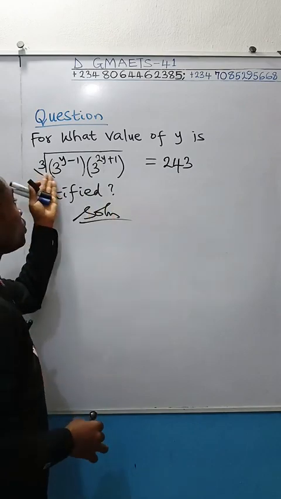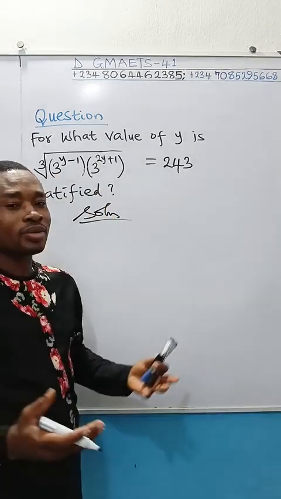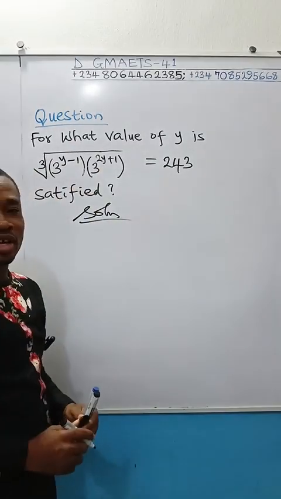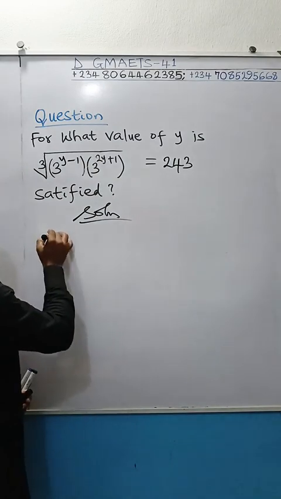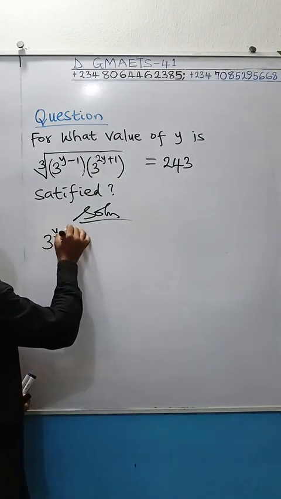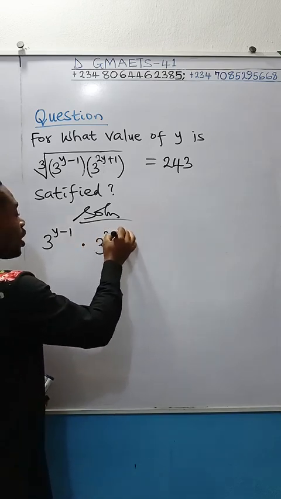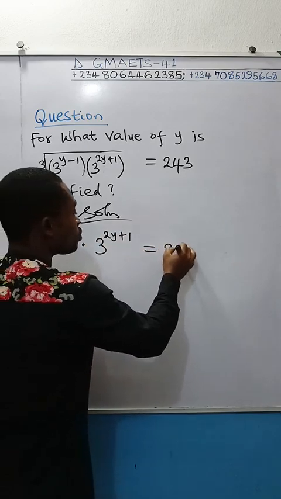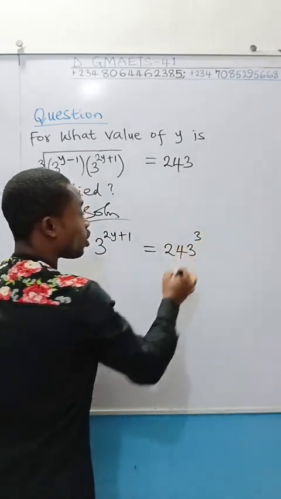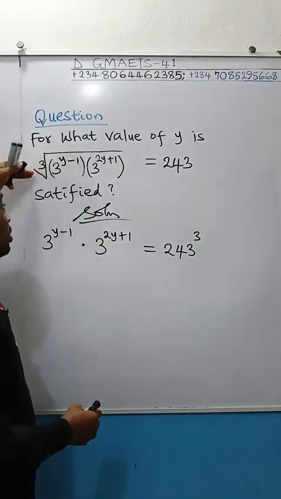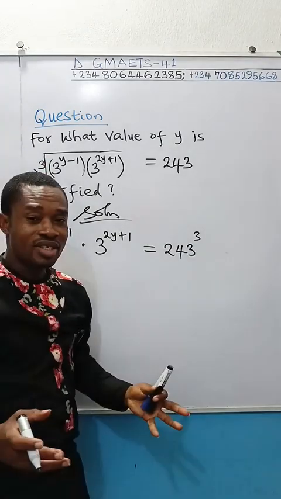Now, this is the cube root of this whole term. How about I clear off the cube roots by taking the cube of both sides? If I do that, we are going to arrive at 3 to the power of y minus 1, multiplied by 3 to the power of 2y plus 1, equal to 243 to the power of 3. I took the cube of both sides to eliminate the cube root on the left-hand side.